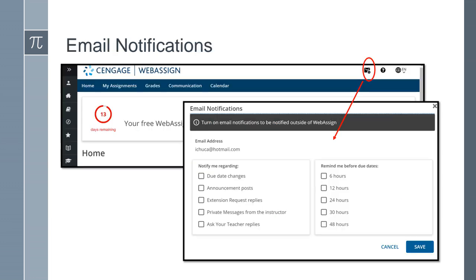Let me just go to the next one. This is important because if you like to have reminders, this would be the place to do that. Here, for example, you can say notify me if there's a due date change, like if your instructor changes the due date, or if your instructor posts an announcement, or gives you an extension, or if they reply to your email. It can also send you reminders. You can select the time, like give me a 12 hour reminder for the due date or 6 hours, etc. These are very helpful to keep track of your assignments.